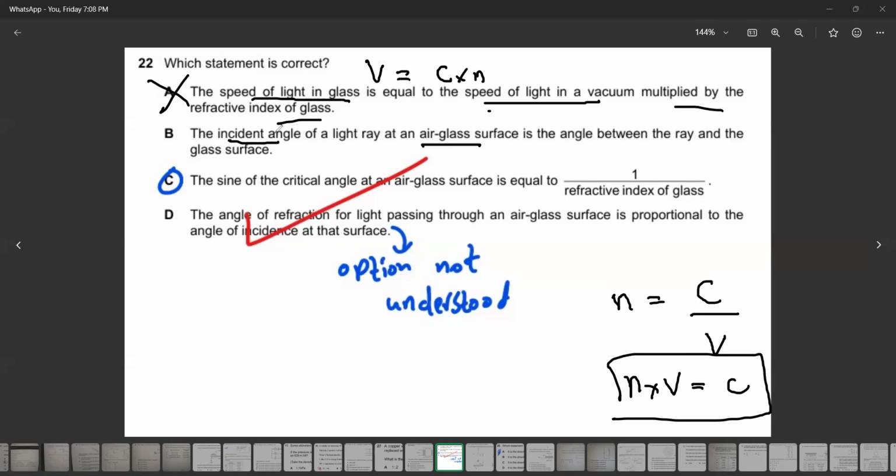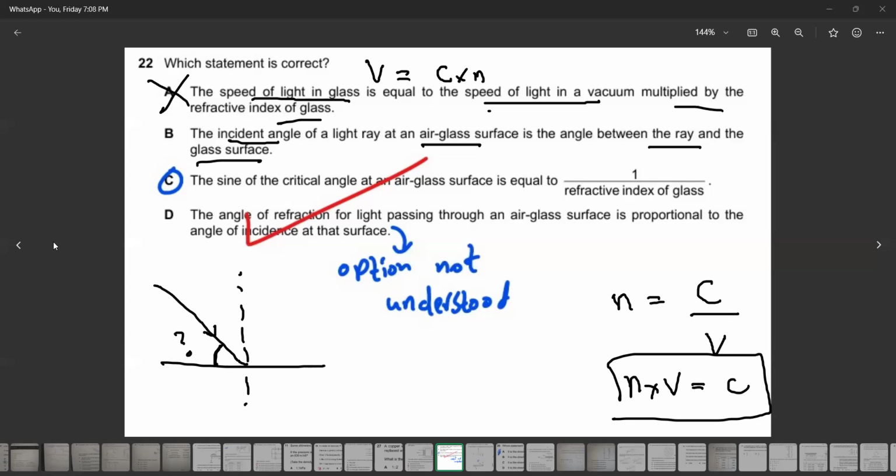Next is the incident angle of a light ray, air to glass surface. For example, it is striking an air to glass surface. The statement says the angle of incidence is the angle between the ray and the glass surface, meaning this is called the angle of incidence. Is this statement right? No, this is not right.